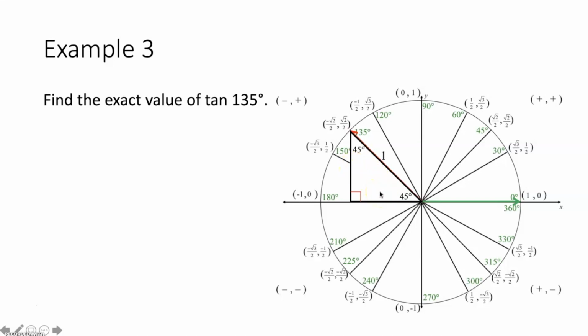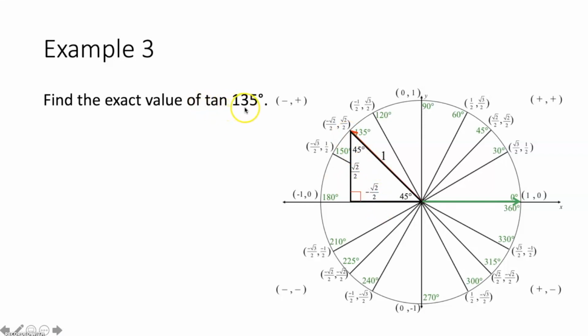The only issue is, are they positive or negative? Well, this side length of our triangle is on the negative portion of the x-axis, meaning it is going to be negative rad 2 over 2. This side length right here is in the positive portion of the y-axis, meaning it is going to be positive rad 2 over 2. That's why this point on the unit circle is at negative rad 2 over 2, comma, rad 2 over 2.